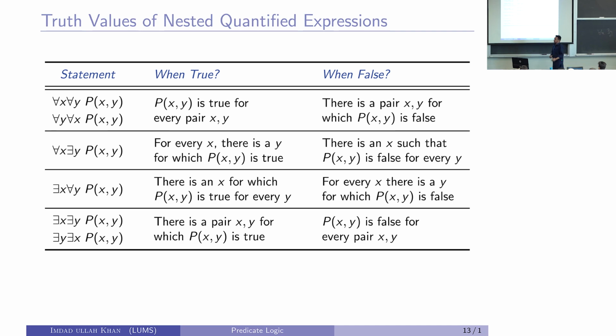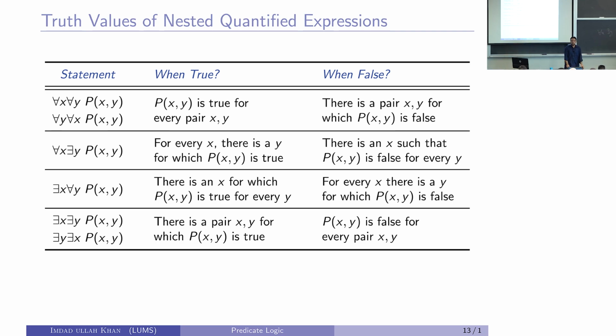Let's say there is an x who is a friend with everyone. There is a person who is a friend with everyone, right? That kind of statement is true when indeed there is a person for whom P(x, y) is true for every y this x is paired with.